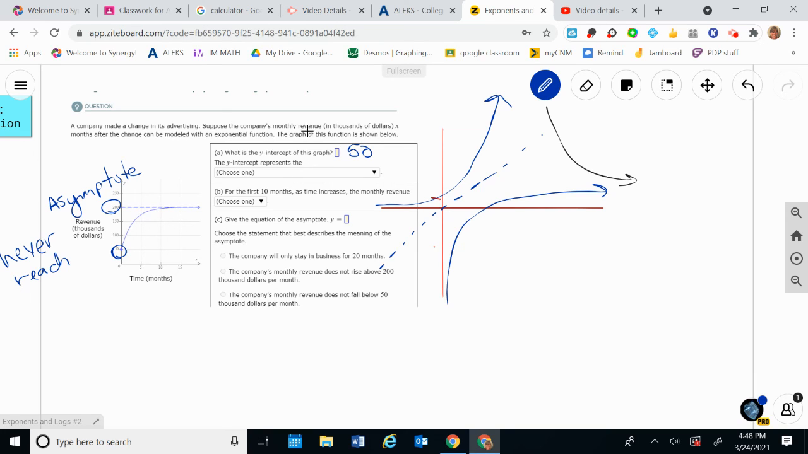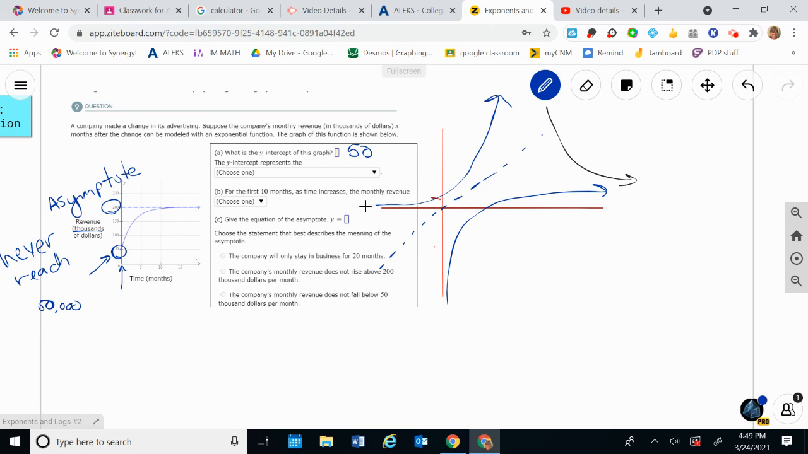Since the company's monthly revenue in thousands of dollars, x months. So this is your starting. We haven't had anything. The company made supposedly revenue thousands of dollars. So this is 50,000. Make sure you understand that. 50,000. Even though it says 50, it says in thousands of dollars. That means 50,000.